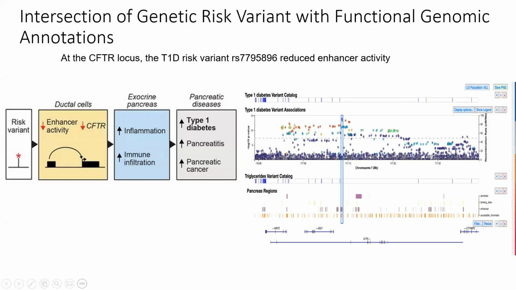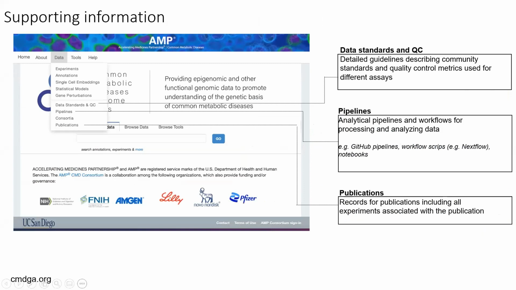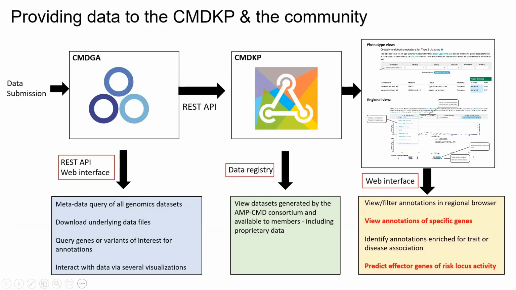In addition, for each of these assays, we have detailed data standards and QC metrics that were used for generation of the data and the analysis pipeline, as well as detailed information on the underlying analytical pipeline, the workflow, and the publication. You can download data directly from CMDGA, as well as we provide data that's in CMDGA to the knowledge portal, where they run bioinformatics analysis to intersect the risk variant with the genomic annotations and display it on their genome browser.